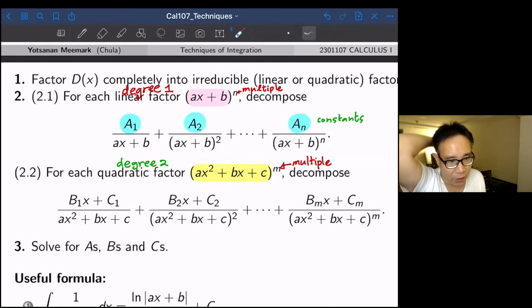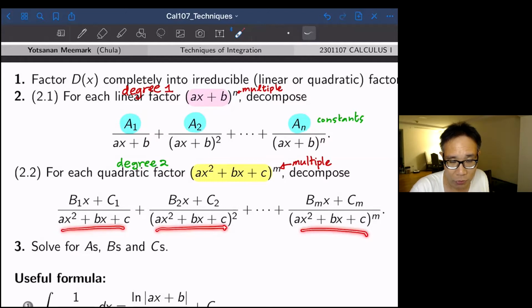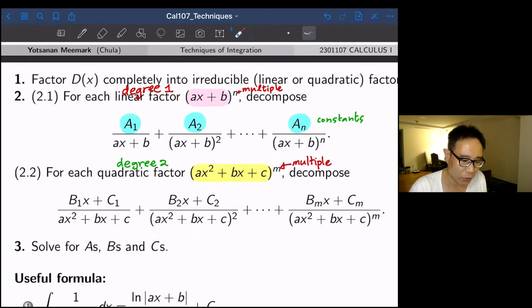And for each quadratic factor multiple, it's going to be the quadratic squared, quadratic to the m. So you're going to have m terms in the decomposition, and on top it's going to be linear, with quadratic on the bottom. So you have to decompose in this form. And the next thing you're going to do is solve for A, B, and C respectively.